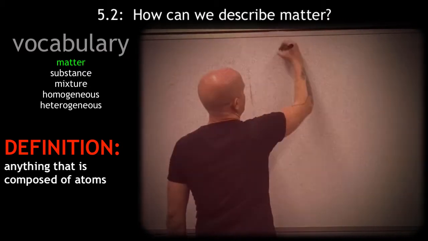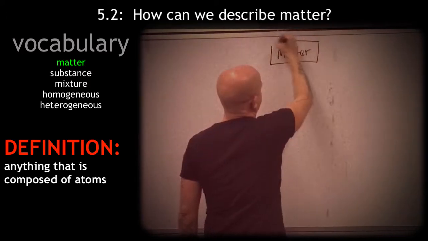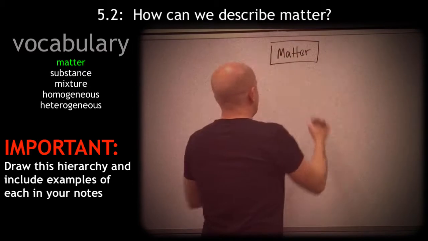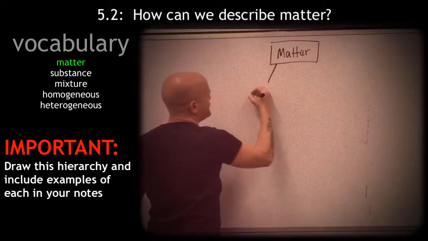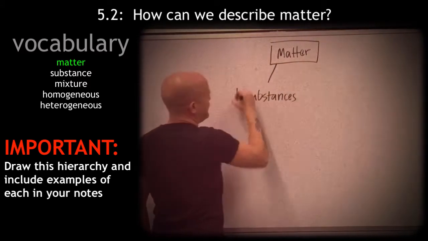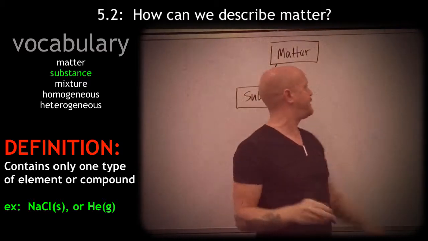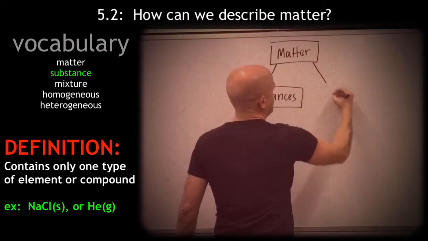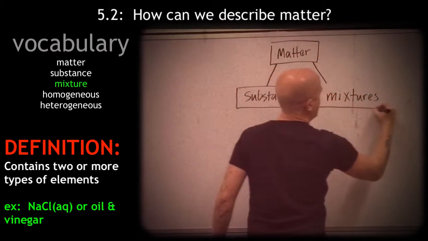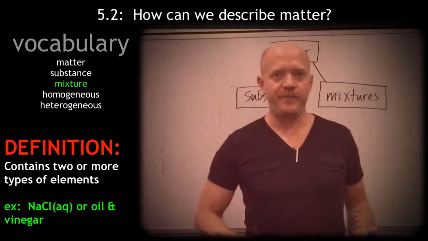And I'm just going to classify everything of matter. We have two major types of matter. We can have things that are pure substances, so something that is pure and considered a substance. And then we have things that are considered mixtures. And a mixture just simply means two or more different things.